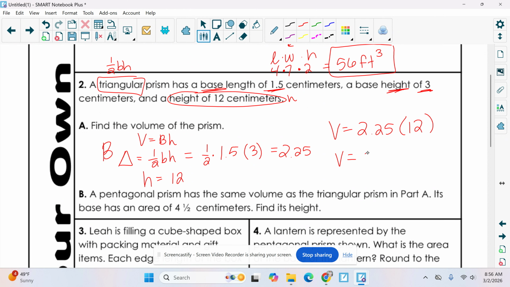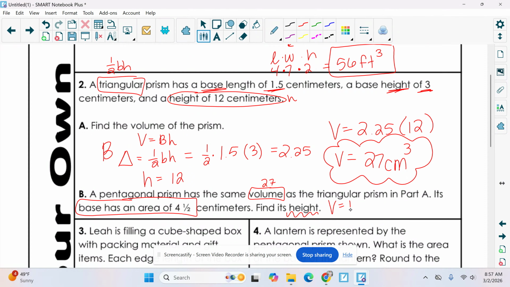Part B says a pentagonal prism, or what shape? Pentagonal. It has the same volume as the triangular prism in part A. Okay, so what is the volume going to be? If it's the same as we found in part A, what's the volume? 27. Alright, it's 27. Its base has an area of 4.5. So the base area is 4.5. Find the height. This is what's missing.